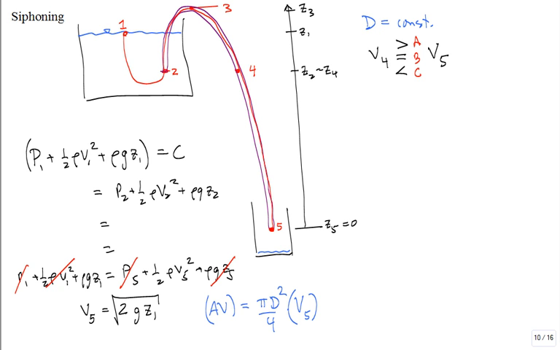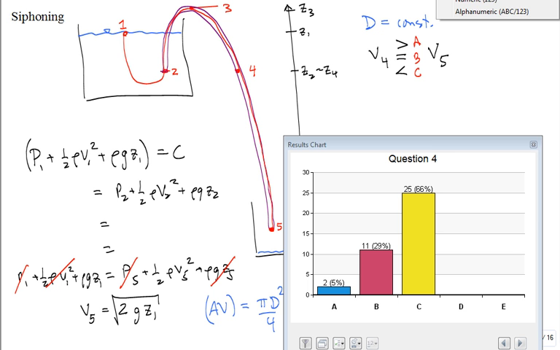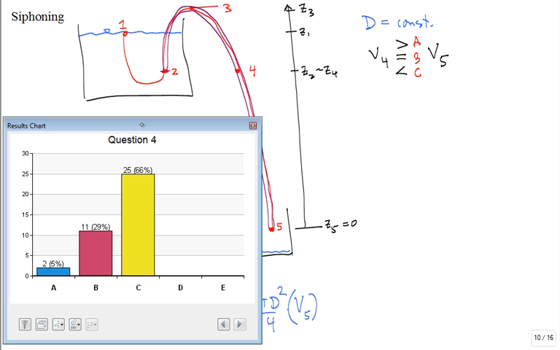All right. Let's go ahead and show the results. One of the things that's challenging when you solve problems like this with Bernoulli's equation is that you're jumping back and forth between mass balance and energy balance. Okay, so some people got this answer correct.